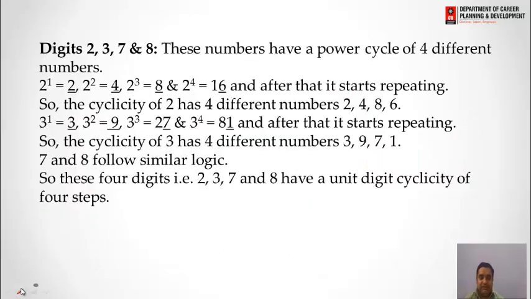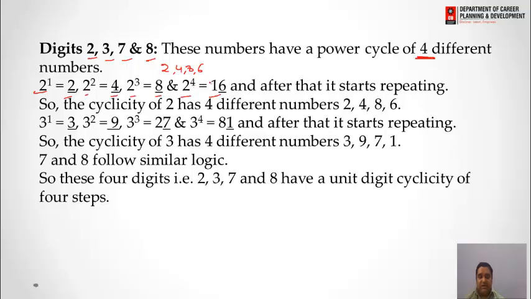The rest of the numbers, 2, 3, 7 and 8, all have a cyclicity of 4 different values. 2 power 1 is 2, 2 power 2 is 4, 2 power 3 is 8, 2 power 4 is 16. It means the cyclicity of 2 is 2, 4, 8 and 6. These 4 numbers we have. If we find the next number, 2 power 5, that is 32, which also ends with 2. Then we have 64 ending with 4, 128 ending with 8 and 256 ending with 6.